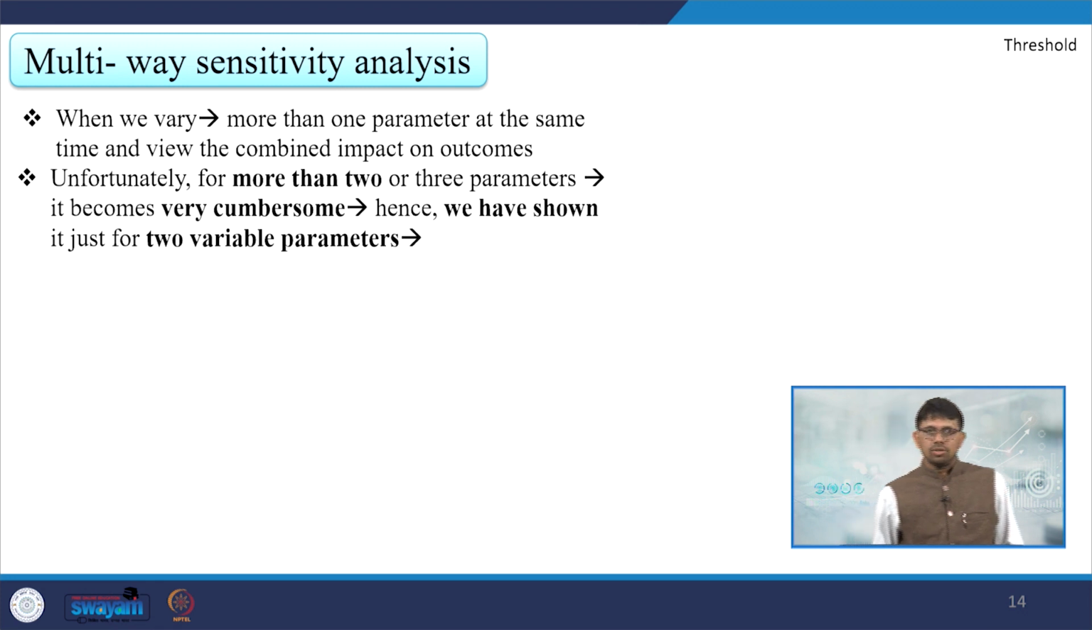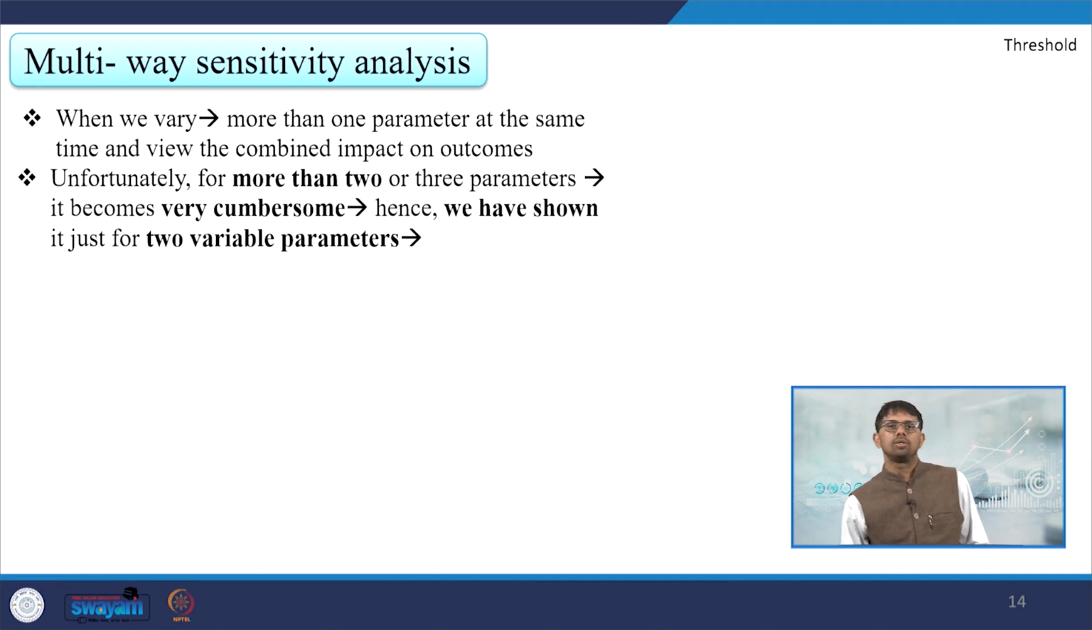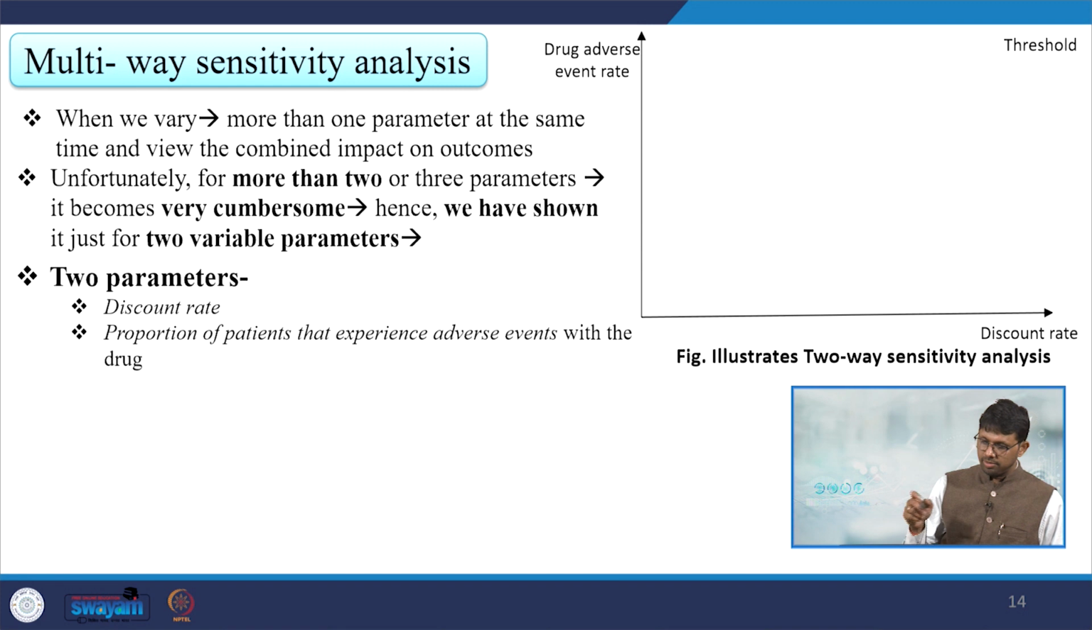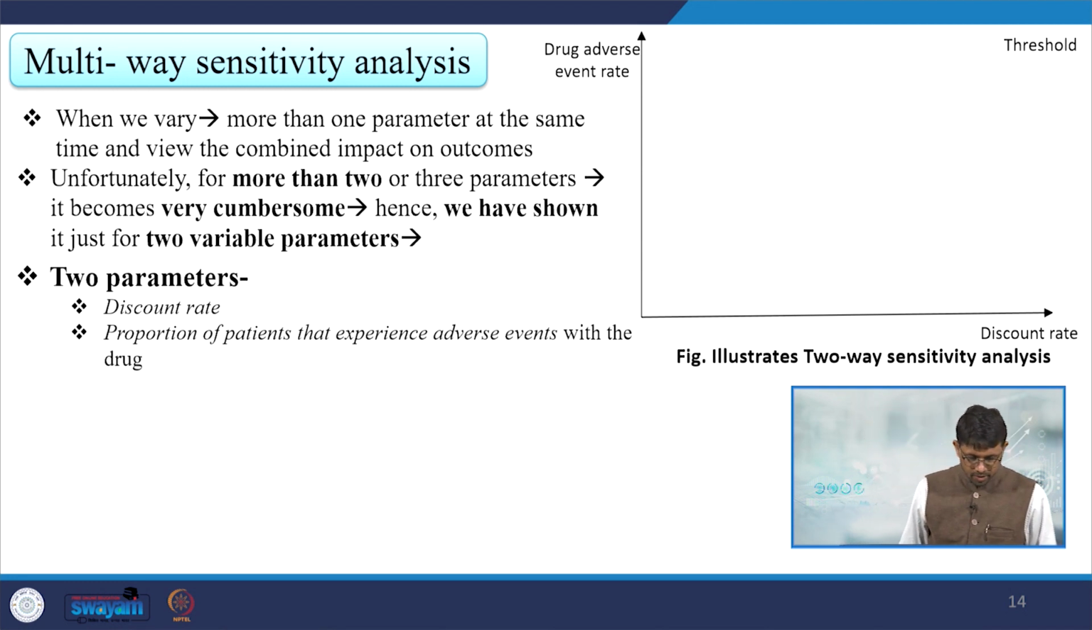Coming to the multi-way sensitivity analysis. When we vary more than one parameter at the same time, so far we have only taken one parameter. Therefore, our case is presented in two-dimensional space. But if it is more than one, it is relatively complex. Unfortunately, for more than 2 or 3 parameters, it becomes very cumbersome. Hence, we have shown it just for 2 variable parameters. So, the 2 parameters to understand this sensitivity analysis are the discount rate, which we already discussed in the previous one-way case, and second, the proportion of patients that experience adverse events with the drug.